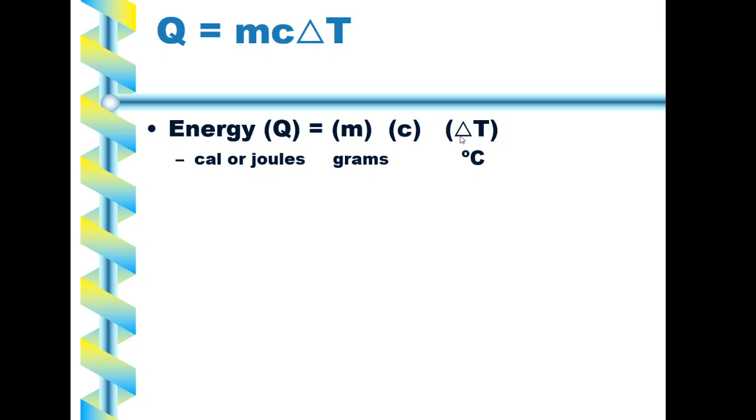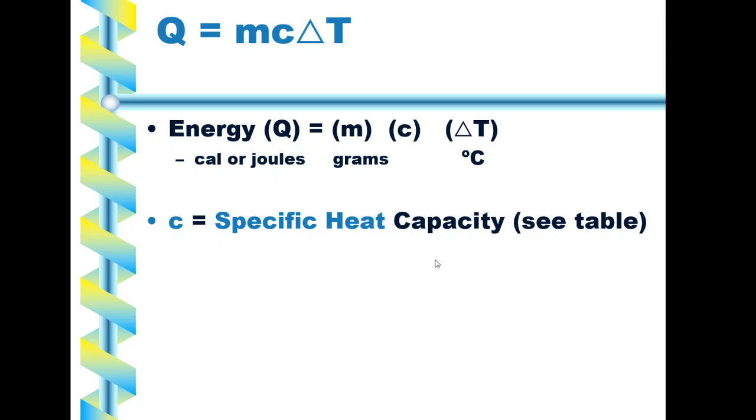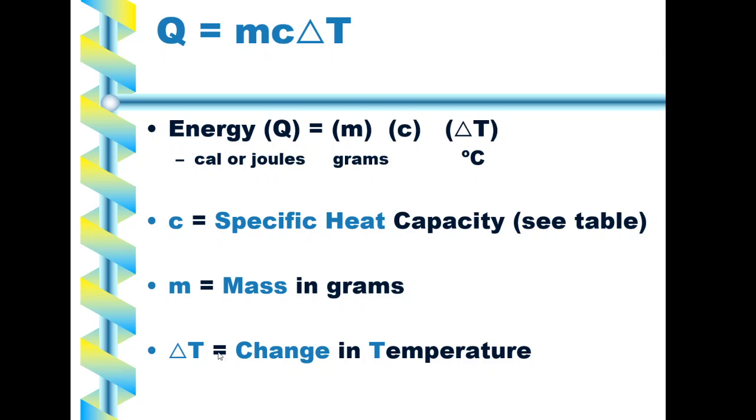Delta T just means change, so change in temperature. We usually do that in Celsius because we're not dealing with gases anymore. Remember, gases were in Kelvin, but we can use Celsius here. C, like I just said, is specific heat capacity, and you get that from a table. You don't need to memorize that. M is mass in grams, and delta T is the change in temperature, basically the final temperature minus the initial temperature. We'll practice these a couple of times.